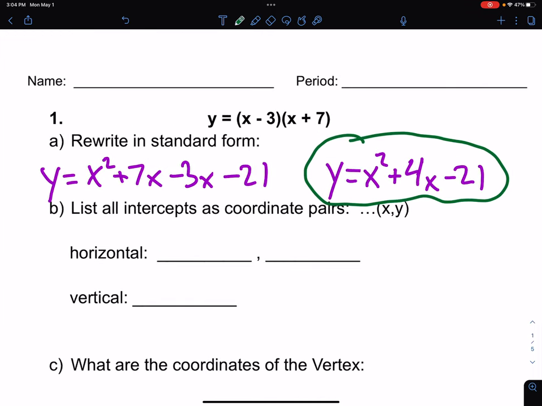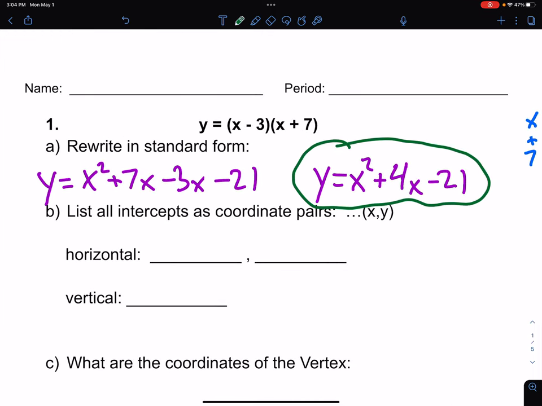Now list all the intercepts as coordinate pairs. My horizontal intercepts, I'm trying to figure out what x minus 3 gives me a 0 in here. If I can get this to equal 0, who cares what that is? Because anything times 0 is 0. You know what minus 3 equals 0? 3. 3 minus 3 would be 0. So when x is 3, y is going to be 0.